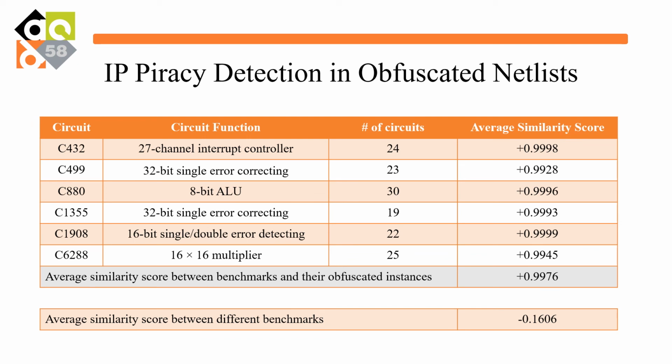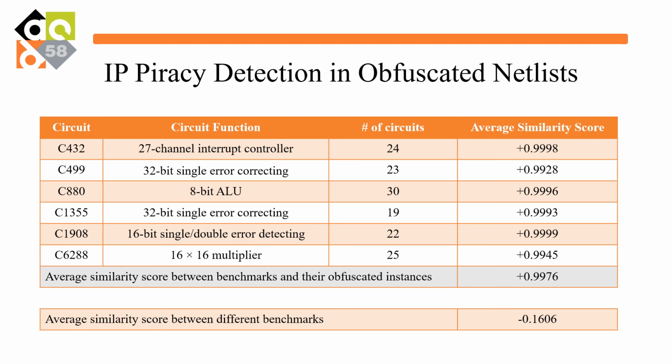To further evaluate our model, we tested it on a dataset of ISCAS'85 benchmarks and their obfuscation instances in the gate-level netlist format derived from TrustHub. Obfuscation complicates the circuit and confuses reverse engineering, but it doesn't change the behavior of the circuit. Our model recognizes the similarity between circuits despite the obfuscation because it learns the circuit's behavior. We test this capability in this experiment by comparing each benchmark with its obfuscated instances and computing each benchmark's average similarity score, as presented in this table.